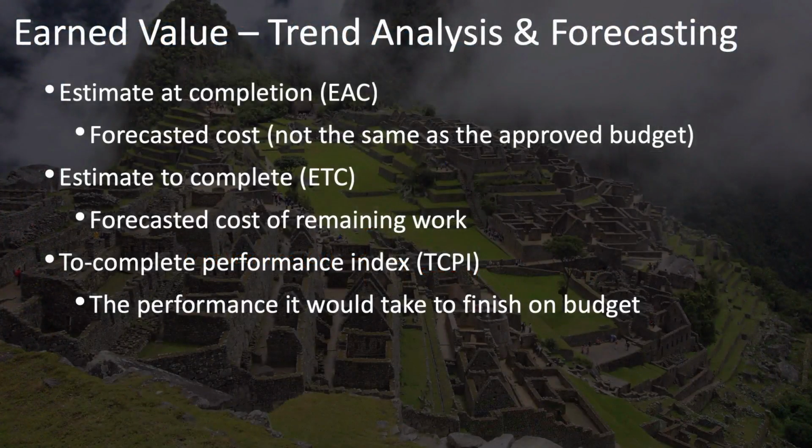The estimate at completion, abbreviated EAC, is the forecasted cost of your project, which is not the same as your approved budget, but rather what you think it's actually going to cost. The estimate to complete is the forecasted amount that you think it's going to cost to finish what's still remaining to be done. And the to complete performance index, or TCPI, is the level of cost performance that it would take to finish the project on budget.